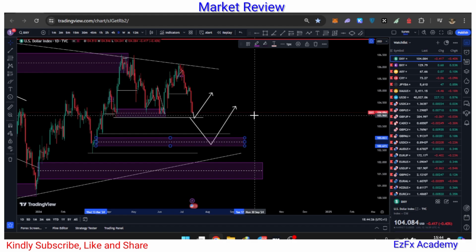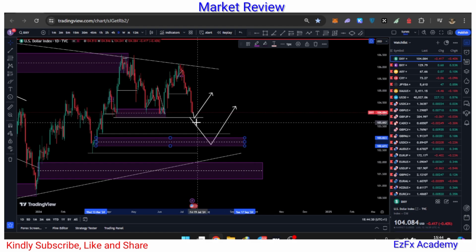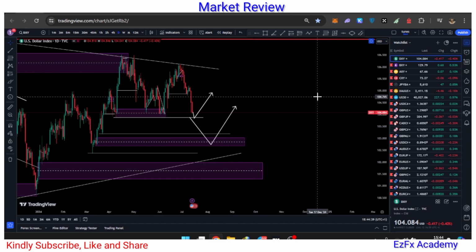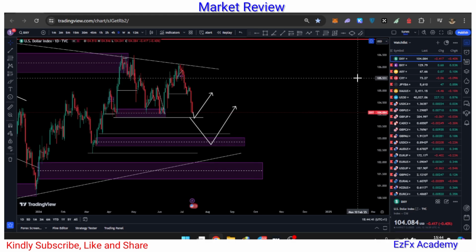So we may see that buy happen immediately from where we are right now, somewhere around here, meaning that this support will still work. Or we get to see price still dropping, breaking below this support, still dropping towards the earlier mentioned zone, a demand zone that we mentioned earlier. So I hope that is clear for DXY.